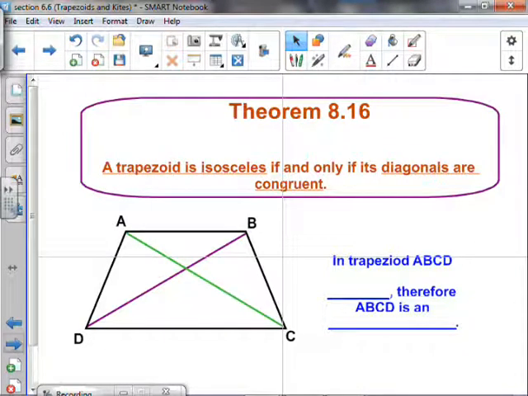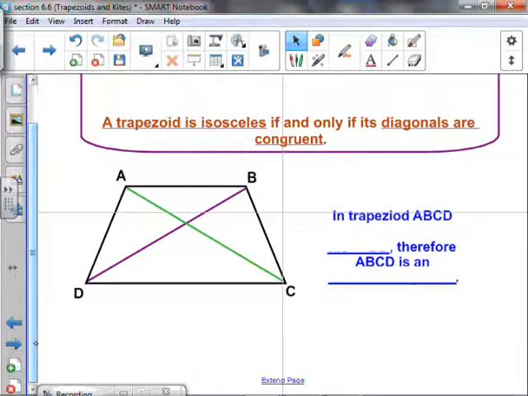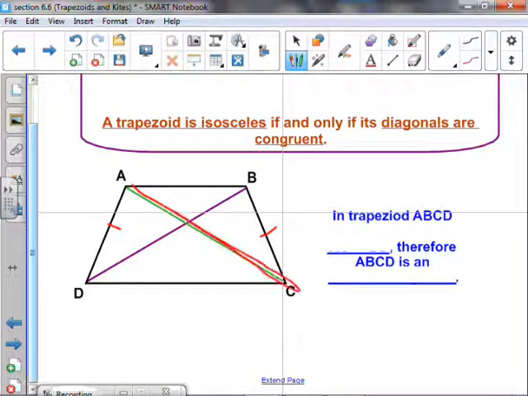We go on to theorem 8.16. A trapezoid is isosceles if and only if its diagonals are congruent. So this one's kind of fun and pretty simple to understand as well. It's saying that the only way that you can have an isosceles trapezoid is if, well, first of all, you have your two legs that are congruent, but the only way that you can have that is if this green line here, which I'm covering up with red right now, and this purple line right here, which I'm going to cover up with black, are congruent to each other.